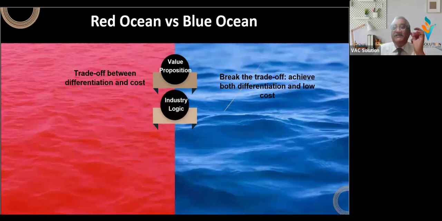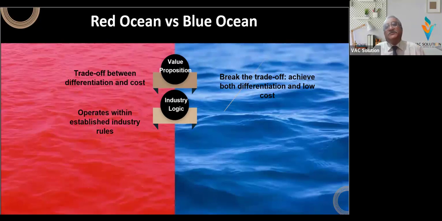The industry logic. Every industry runs through a dominant logic. The dominant logic means rules, practices, that is what we understand as best practices, which govern how an industry runs. In the Red Ocean, you are forced to operate within established industry rules. There is no other way out because that is how the industry is structured. That is what the boundaries are. Whereas in the Blue Ocean, you redefine the industry rules and boundaries. That means, as in disruptive innovation, you turn the dominant industry logic upside down so that it becomes irrelevant.